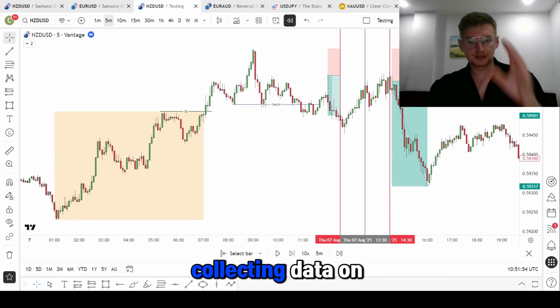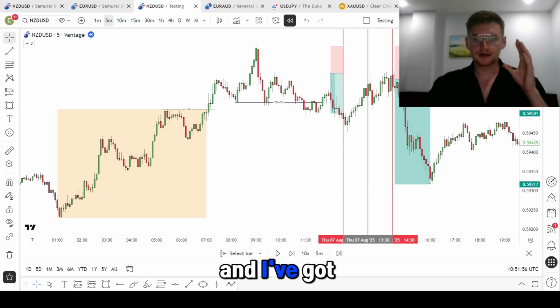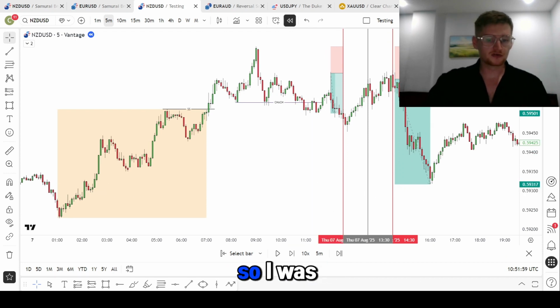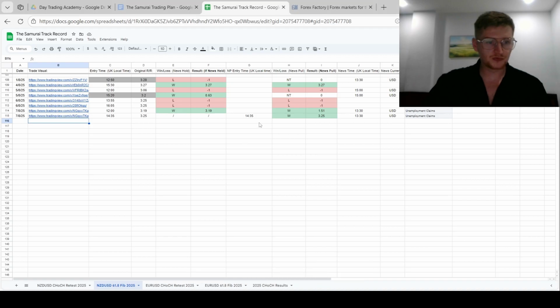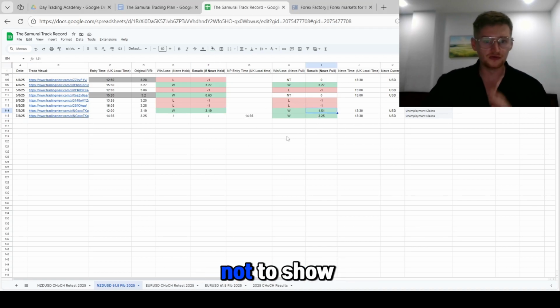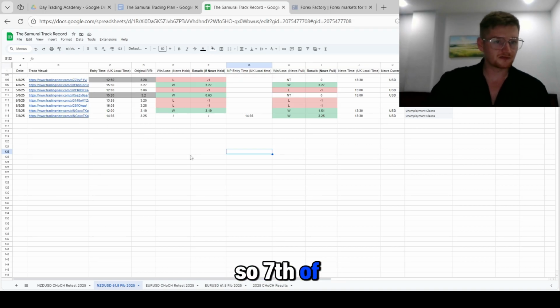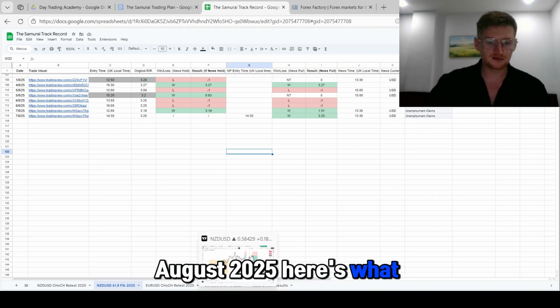But yeah, anyway, collecting data on this new model, and I've got a trade and a half to show you. So I was going through my data collection, having a nice month here so far, and this is just too good not to show you guys. Okay, so 7th of August 2025, here's what we're looking at.